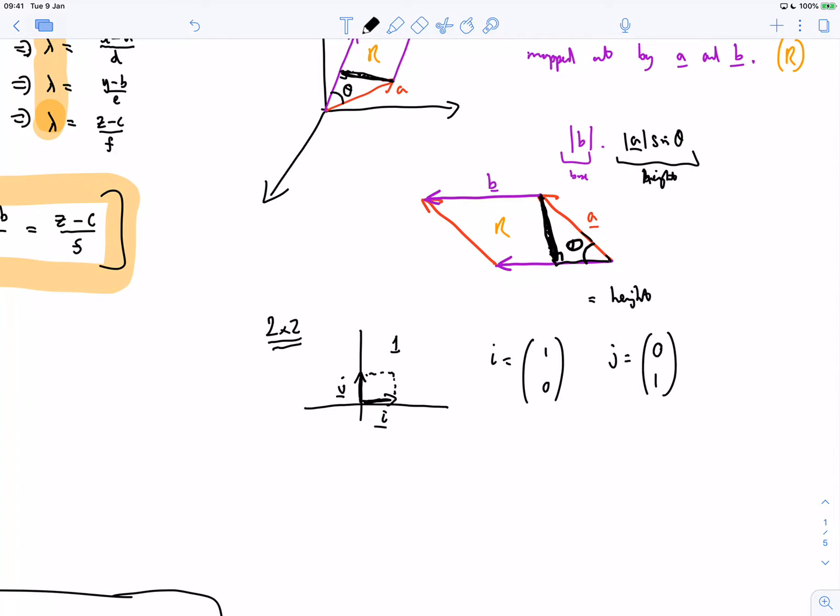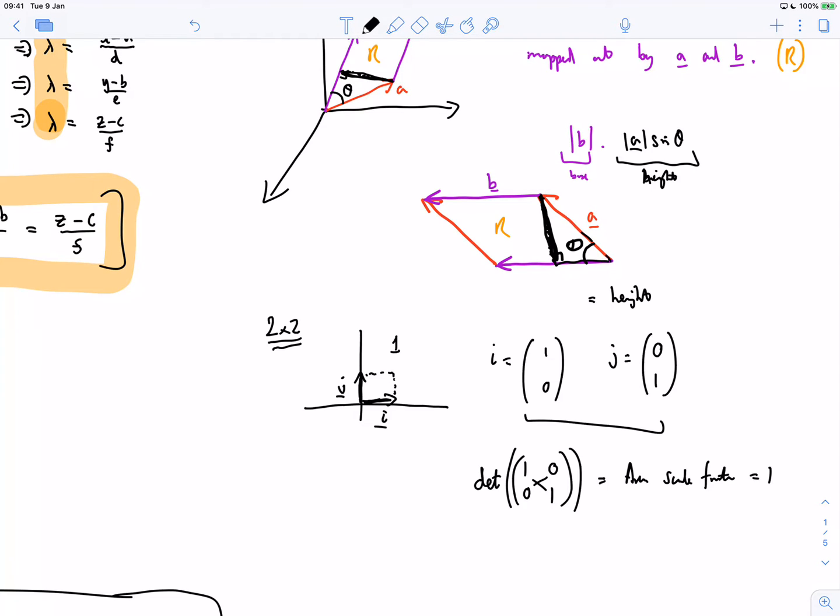And by the way, i is the column vector (1, 0), and j is the column vector (0, 1). Do you agree that if I combine these two to make the matrix with columns (1, 0) and (0, 1) like this, then the determinant of that, which we've seen before, is the area scale factor of the shape? And the determinant of this is just 1 times 1 minus 0 times 0, which is clearly 1.